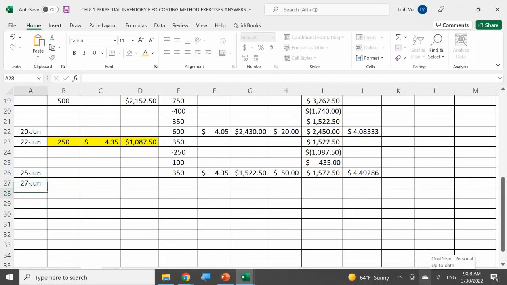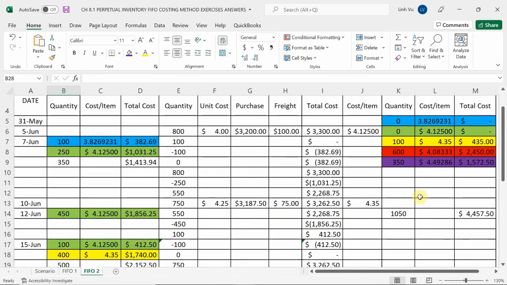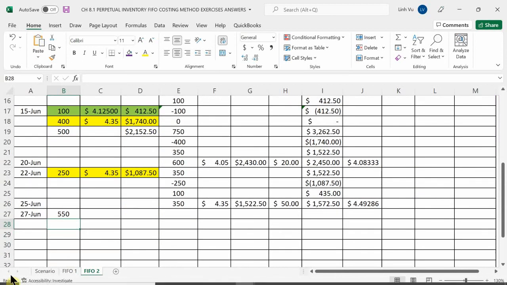So June 27, we need to sell 550 units. So let's take a look. Do we have enough? Yes, we do, right? We have 100 from the yellow. We got 600 from the red. And we have 350 from my purple. So which ones are we going to take out from? The 100. We're going to take out the 100 from my yellow batch.